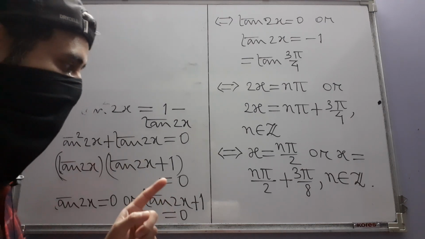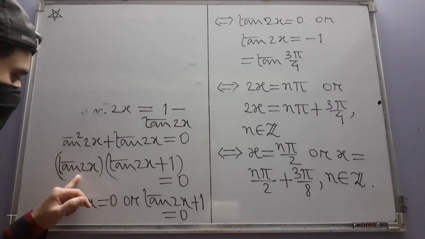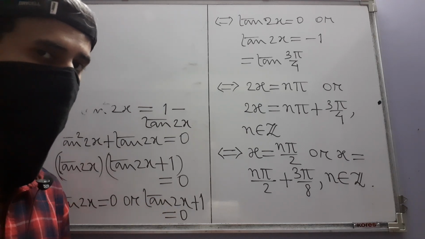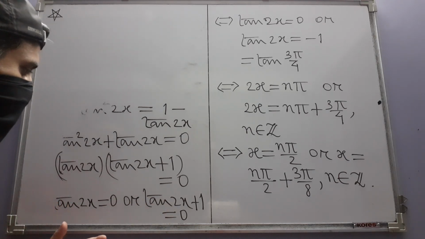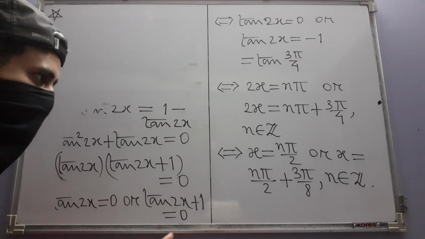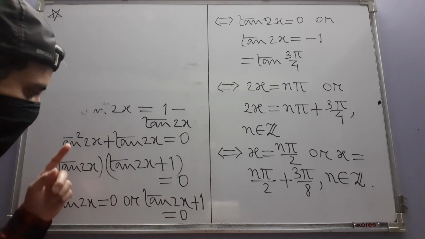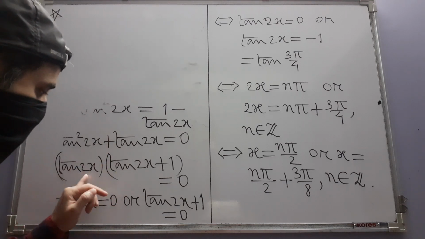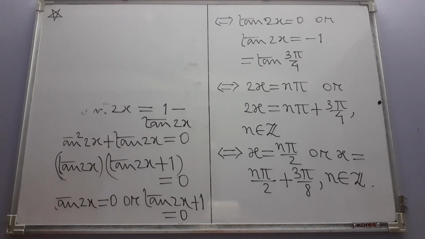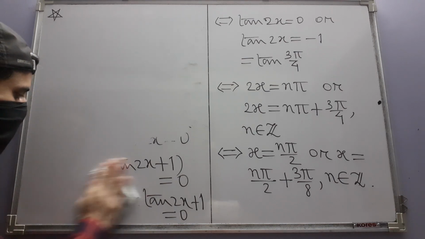But see, cancelling really means what? Dividing. You can divide by 0 provided you know that tan 2x is itself non-zero. You can only divide by a non-zero real number. That is why we keep two possibilities. If tan 2x is 0, fine, we are going to want to know what x is. Otherwise, when tan 2x is not equal to 0, then you can cancel from both sides and have this. But if you simply cancel tan 2x, then you are losing these solutions.